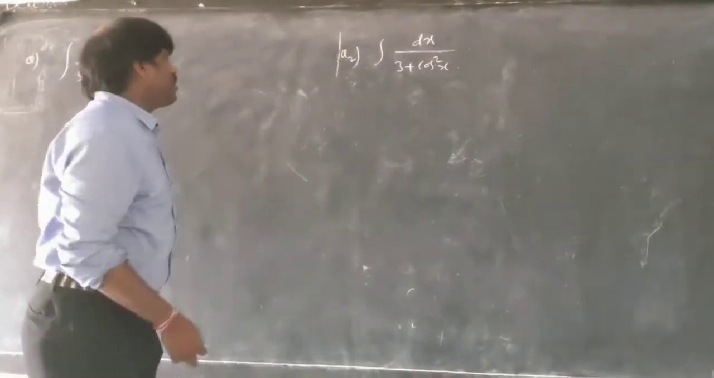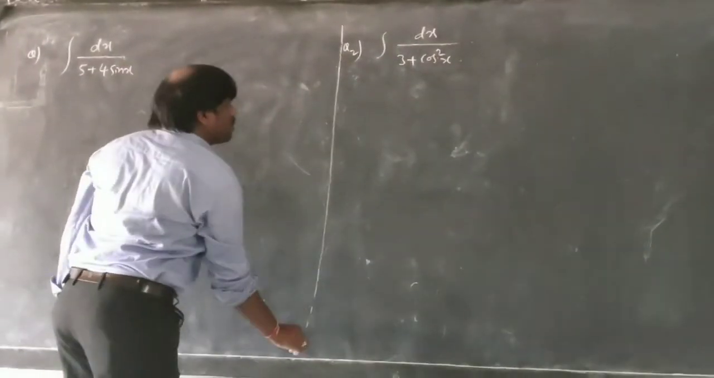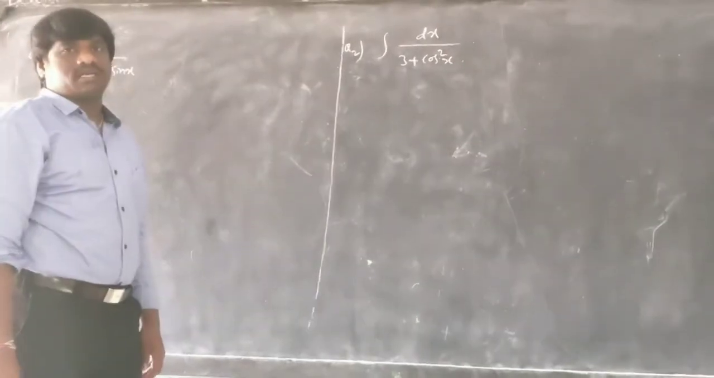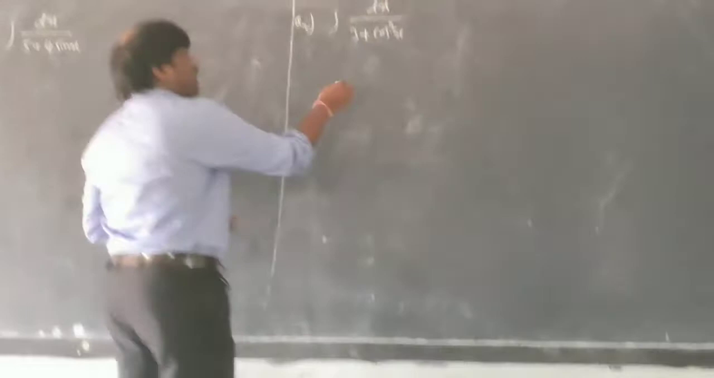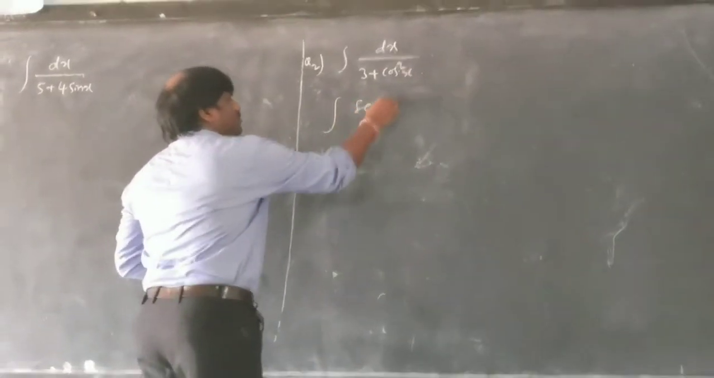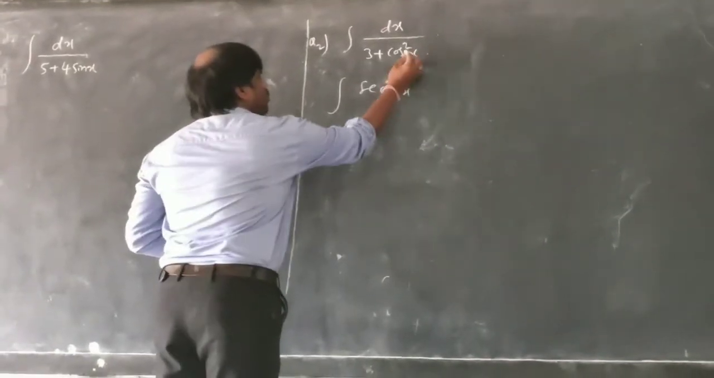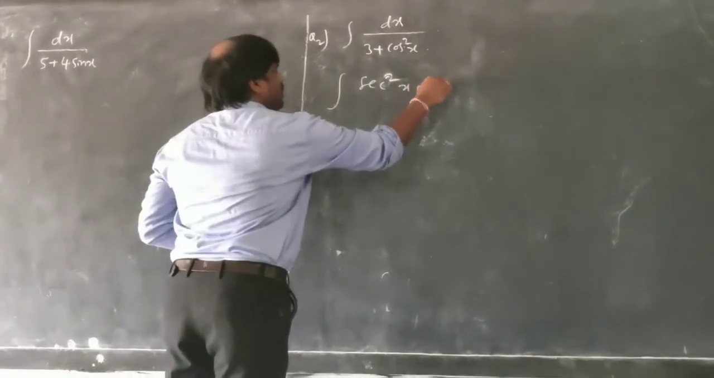Let us see the next question here. Integration of dx upon 3 plus cos square x. So you have seen this is again the first method. So according to this, what I have to do here is multiply numerator and denominator with sec square x.